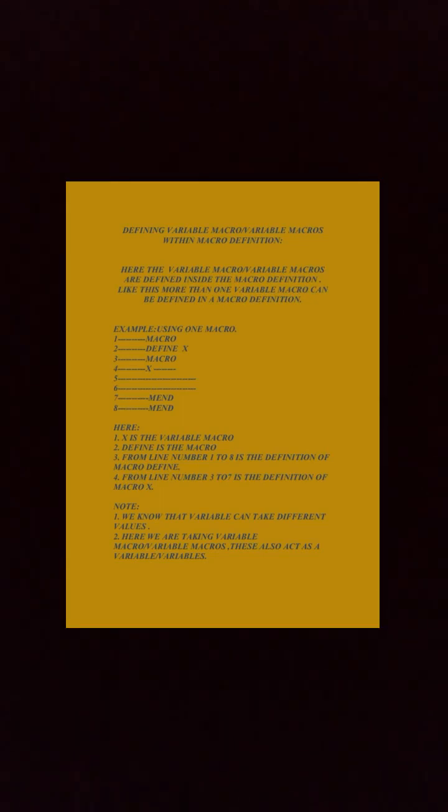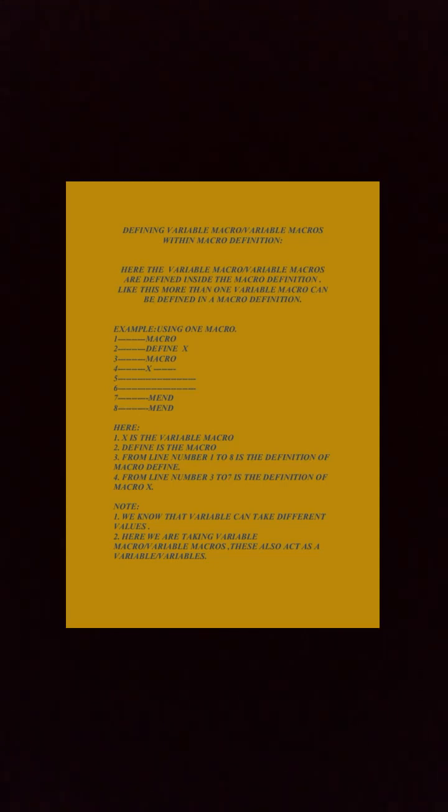Here the variable macro or variable macros are defined inside the macro definition. Like this, more than one variable macro can be defined in a macro definition. An example using one variable macro is: macro define x, macro x, then the whole body of the macro x, variable macro x, then amend.